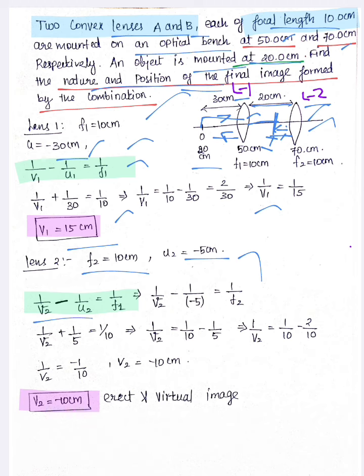We write the lens formula for the lens 2 as 1/v2 minus 1/u2 equal to 1/f2, and we substitute all the values and solve. We get the image distance for the lens 2 as minus 10 cm. So the final image is formed at minus 10 cm from the lens 2. Here the object and the image are on the same side, so the final image is erect and virtual.